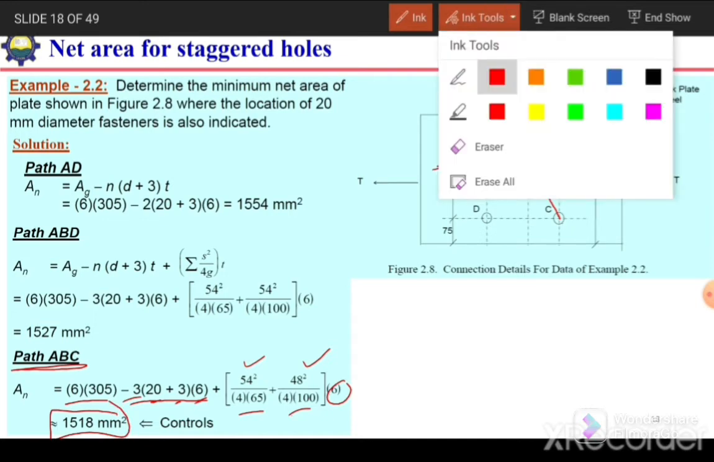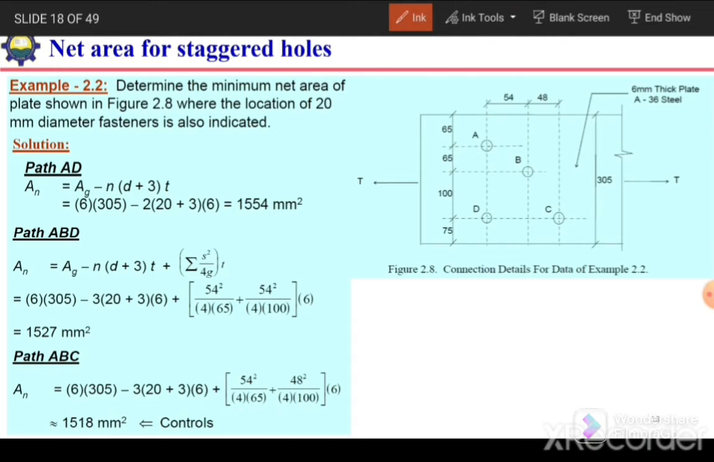Now we need to check which one will be the critical path. So if we apply the load, the failure will be along which path. So for all these 3 paths, the path which has the least area, that will be the governing area, or that will be the critical section. So here we have 1554, 1527 and 1518. So this one will be the critical area that will control, or the failure will occur along this path like this.